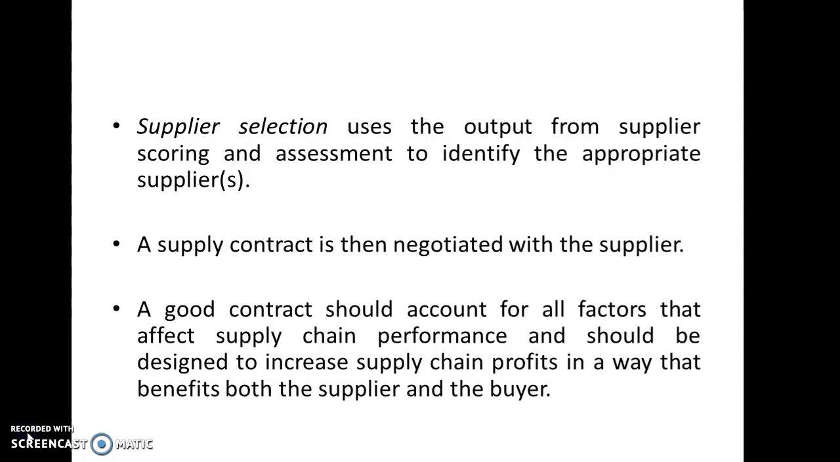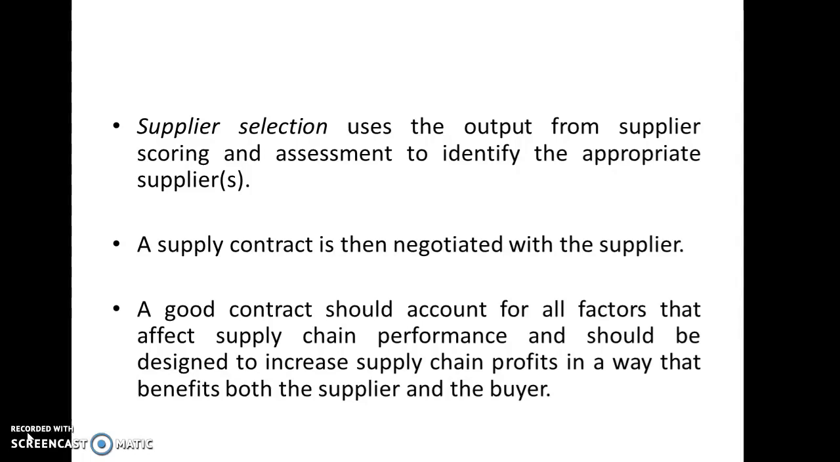Negotiation may take place in terms of reducing the price or increasing the quality or reducing the lead time. Like that, both the parties should agree on what needs to be provided by the supplier to the particular company. A good contract should account for all factors that affect supply chain performance and should be designed to increase supply chain profits in a way that benefits both the supplier and the buyer.